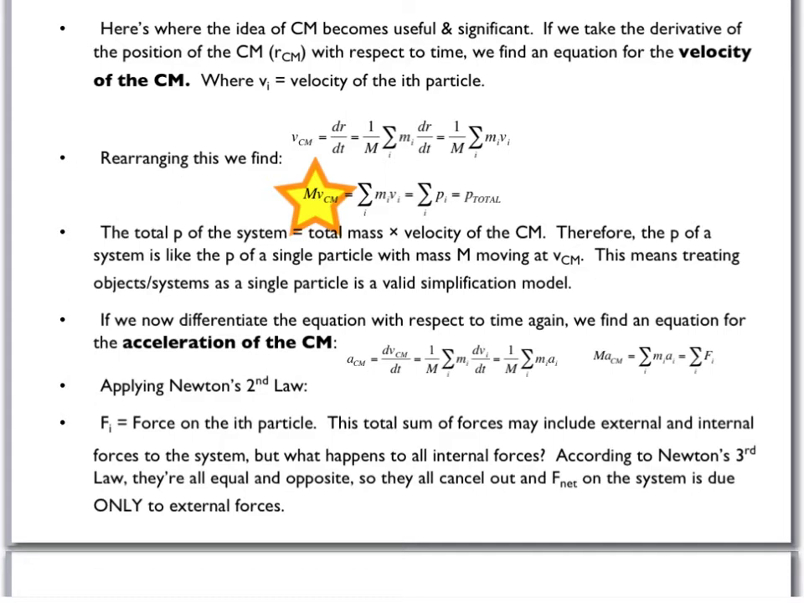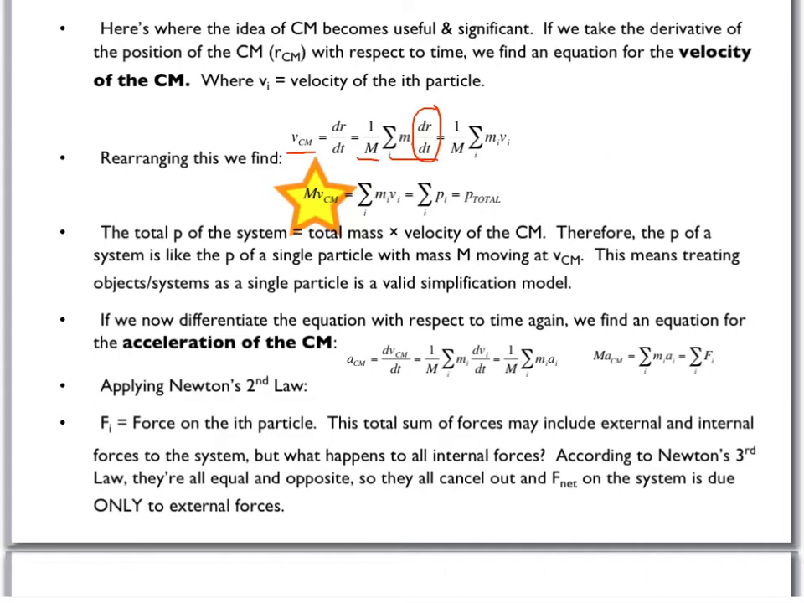If we take the derivative of the position of the center of mass with respect to time, we find an equation for the velocity of the center of mass, where again v sub i equals the velocity of just any particle that is a piece of the system. So remember, our equation for the position of the center of mass was 1 over M multiplied by the summation of these m's times their position. Now if we're taking a derivative of that position with respect to time, that position now becomes a dr/dt instead of just an r or an x, and really now we're looking at a velocity.